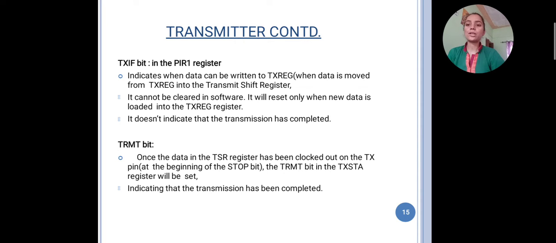There are some certain conditions for transmission of data. The TXIF bit in the PIR1 register indicates when data can be written to the TXREG register, when data is moved from the TX register into the transmit shift register. It cannot be cleared in software. It will reset only when new data is loaded into the TX register. It doesn't indicate that the transmission has completed. TRMT bit: once the data in the TSR register has been clocked out on the TX pin at the beginning of the stop bit, the TRMT bit in the TXSTA register will be set, indicating that the transmission has been completed.